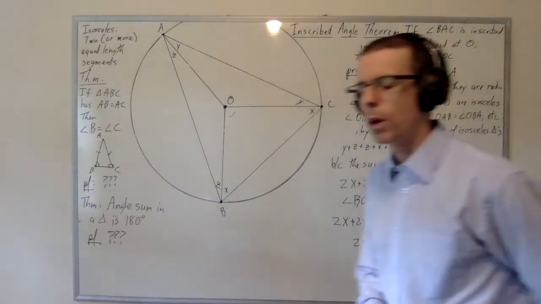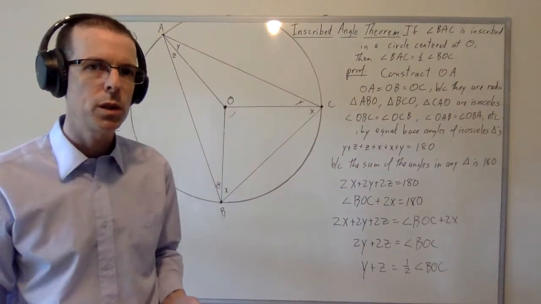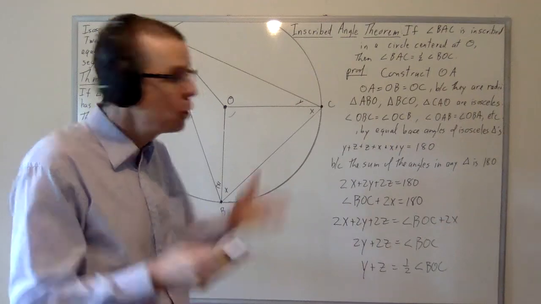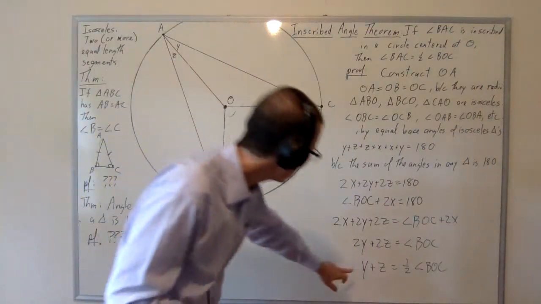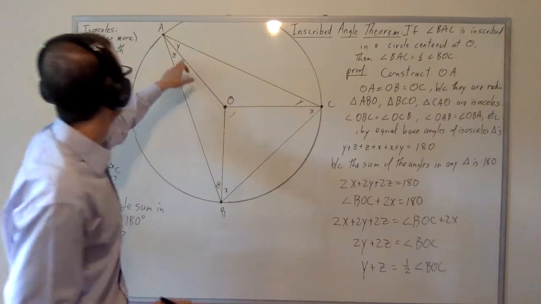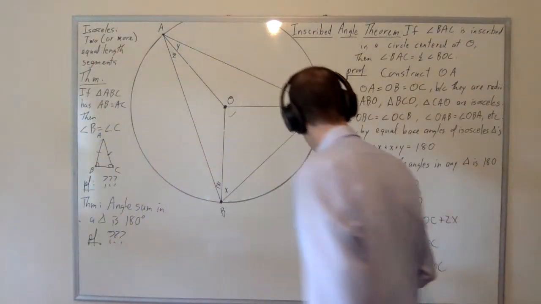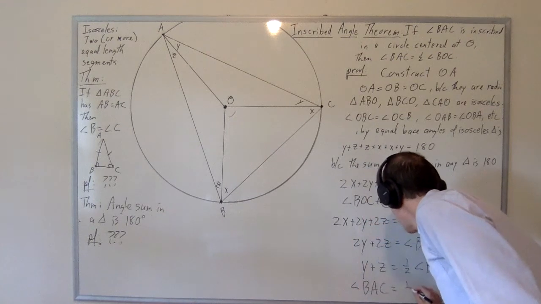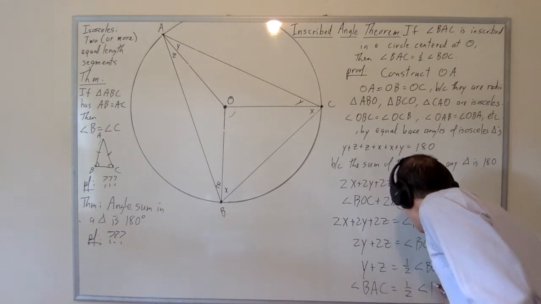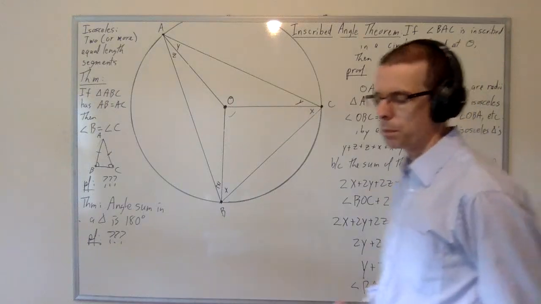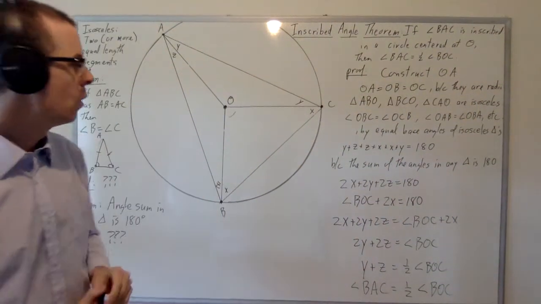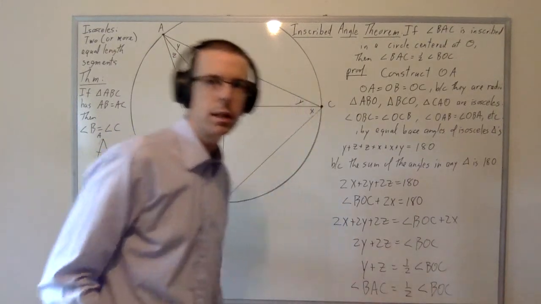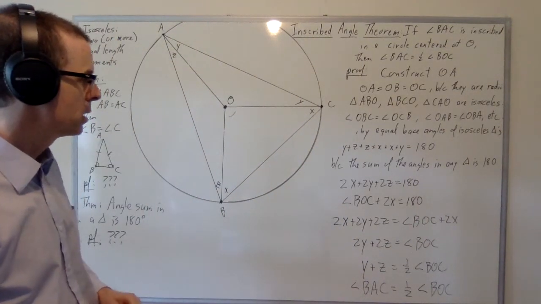So here I'm just fooling around with algebra, just seeing where the algebra takes us. No particular direction in mind, no particular conclusion in mind, but oops, I accidentally proved the theorem because y plus z is exactly angle A here. To be specific, that's angle BAC, and I just proved that that's half of angle BOC. So here we see the conclusion that angle BAC is exactly half of angle BOC, as desired.